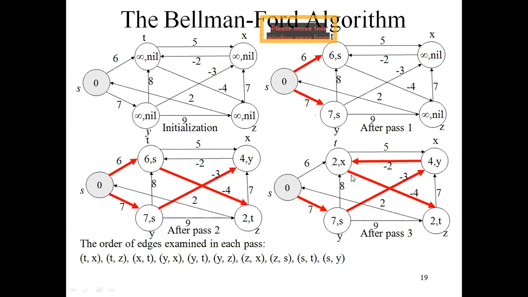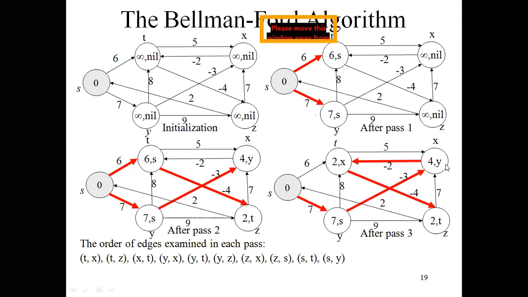Now see, after pass 3, we have the edge from x to t. At x, 4 is there, and at T, 6 is there before updation. Now 4 minus 2 is 2. Already 6 is there, and 2 is less than 6. Compare 2 and 6, the minimum is 2. Minimum value we are taking.